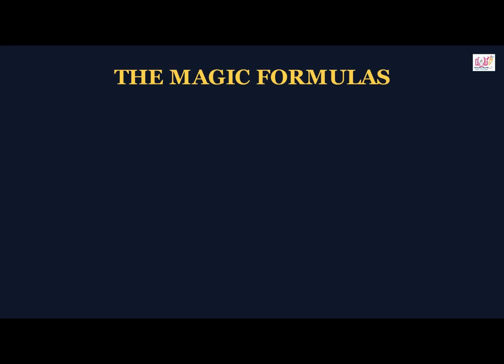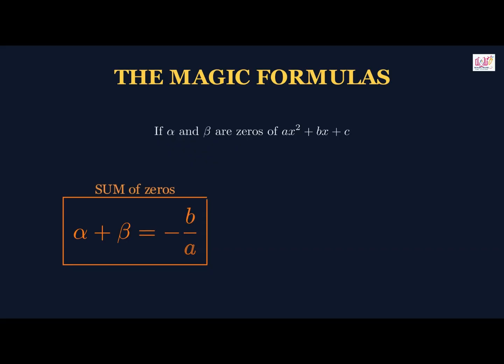Now here is the magic. If alpha and beta are the 2 zeros of this polynomial, then the sum of the zeros, alpha plus beta, equals minus b over a. And the product of the zeros, alpha times beta, equals c over a. That is it. 2 formulas. Memorize the shape of them. Sum equals minus b over a, product equals c over a.